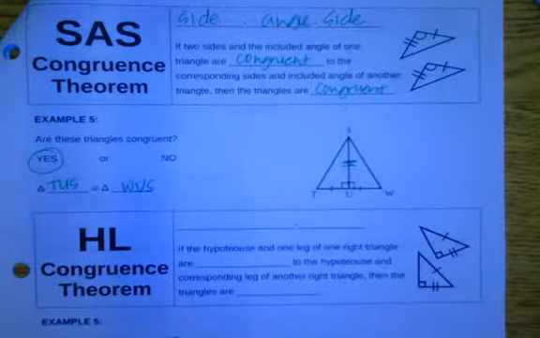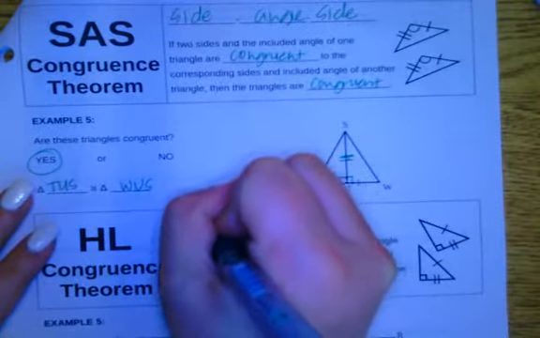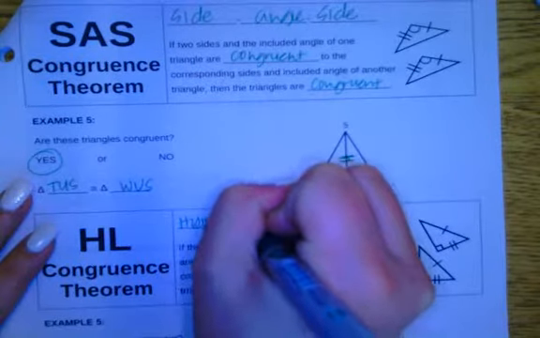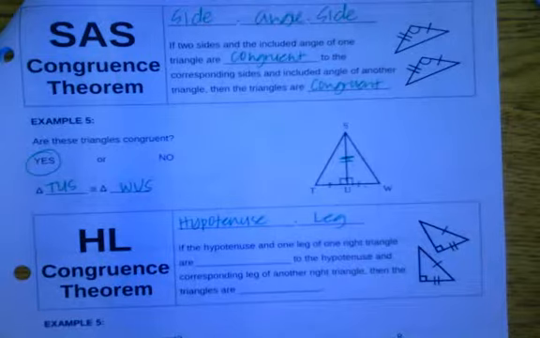Oh, well, I guess if you read the definition, it's not tricky. But HL, hypotenuse leg. Okay, hypotenuse leg is the only one that just needs two things. All the rest of them are going to need three. Hypotenuse leg is the only one that just needs two.